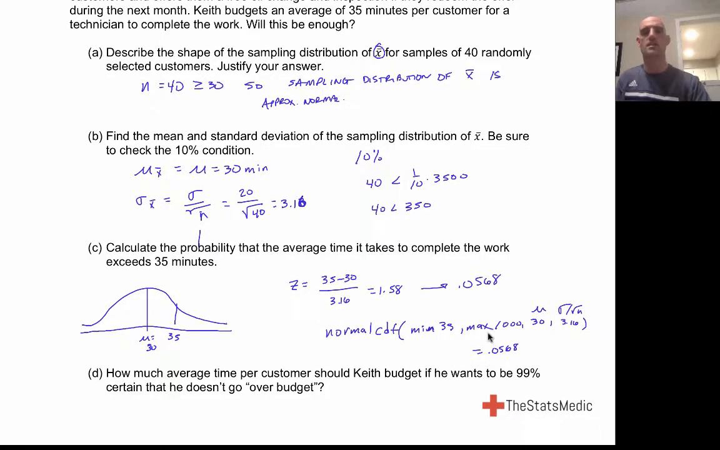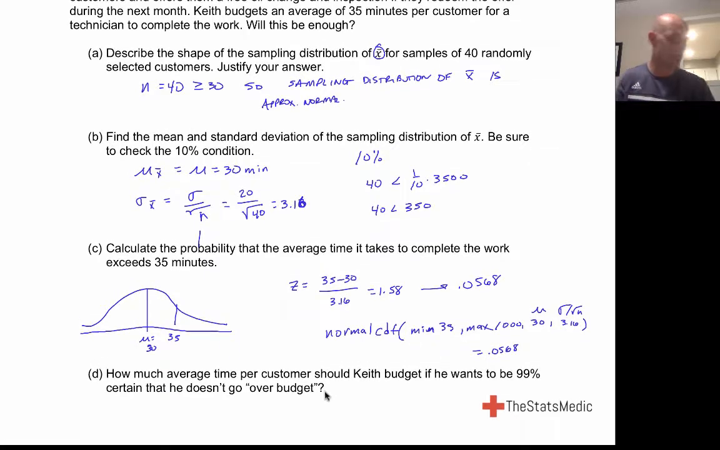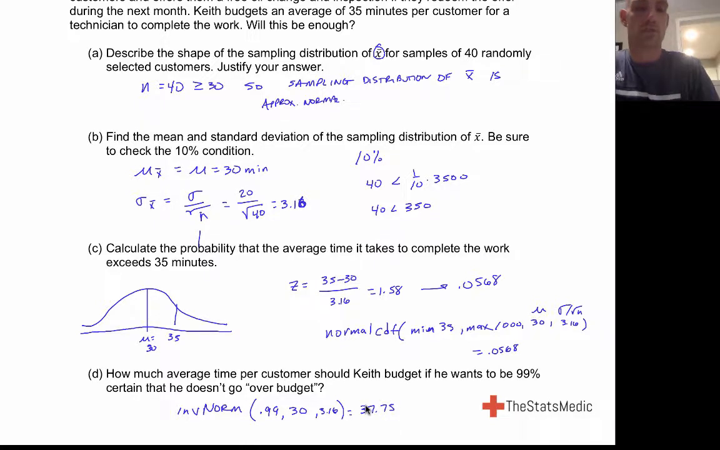So how can Keith be 99% sure that he doesn't go over budget? Well, he could say, I want to be 99% sure, so I could do my inverse normal, right? And I'd say this: 0.99, 30, 3.16 is equal to 37.75 minutes. Okay, so 99% sure he doesn't go over budget.